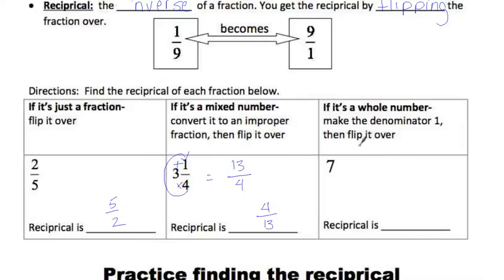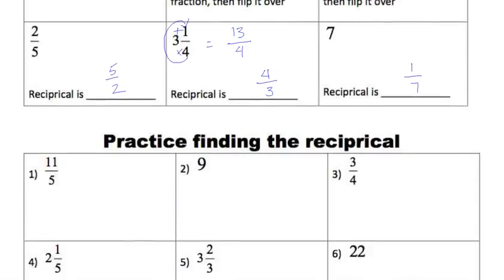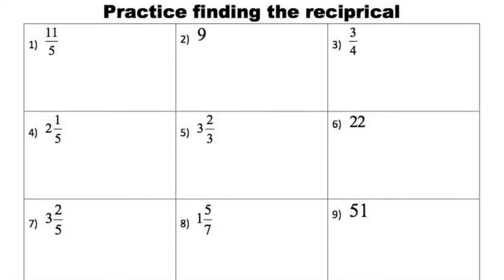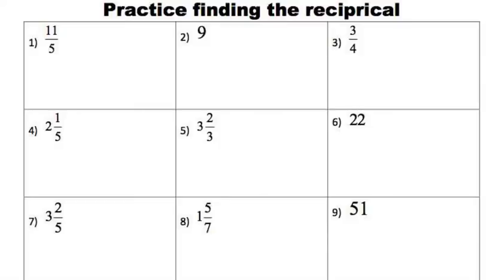Now, the last one, if it's a whole number, make the denominator 1, because lonely whole numbers need to get a partner of 1. Then we're going to flip it over and do the reciprocal, so it becomes 1 over 7. Okay, so use these 3 examples, and I want you to do the bottom 9 right here. So I want you to pause the video here and do those 9 problems.